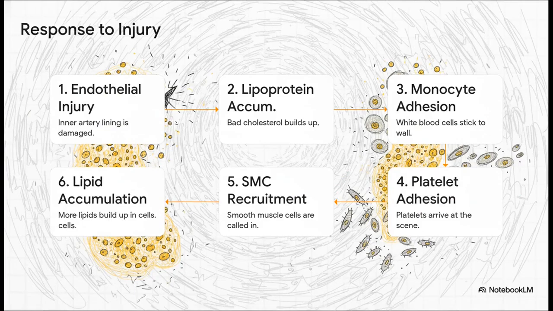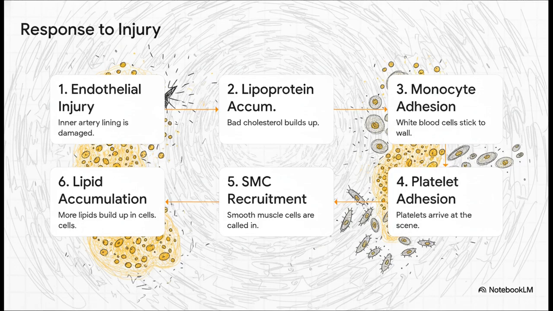Okay, so the whole thing starts with something we call the response to injury hypothesis. It's simple, really. Step 1, something injures the delicate inner lining of your artery, the endothelium. This is the trigger. Immediately, a chain reaction begins. Bad cholesterol, your LDL, starts seeping into the wall. Then your body's immune system sounds the alarm. Your monocytes, a type of white blood cell, rush to the scene.